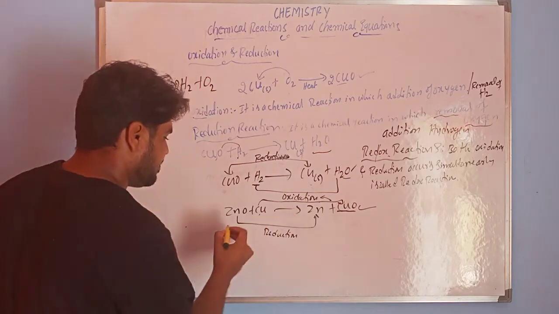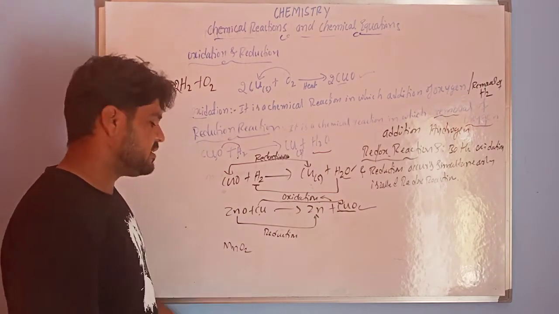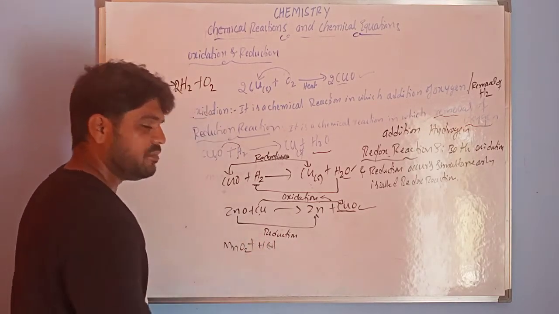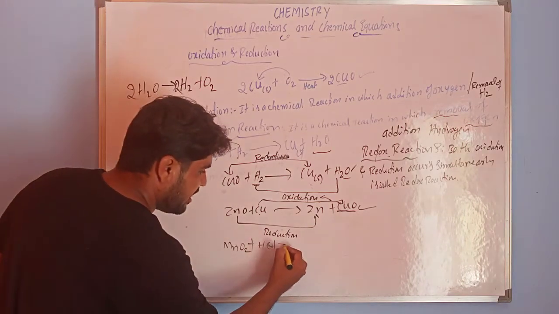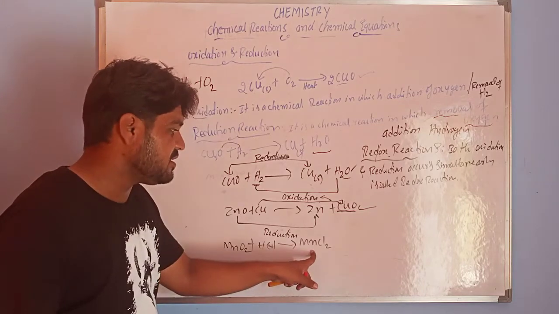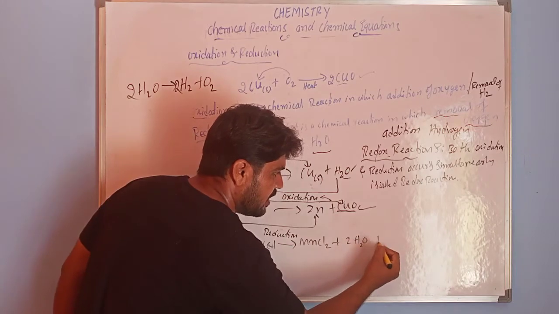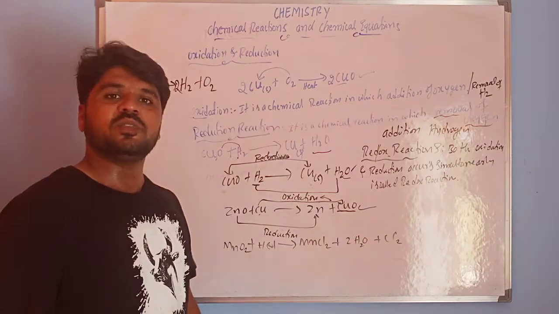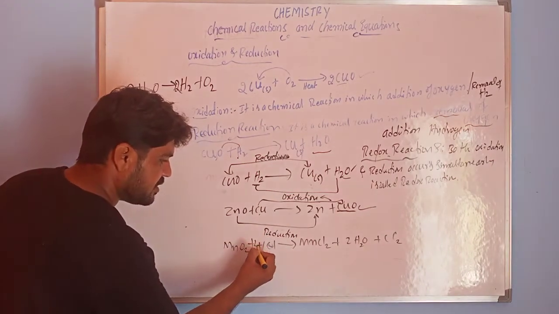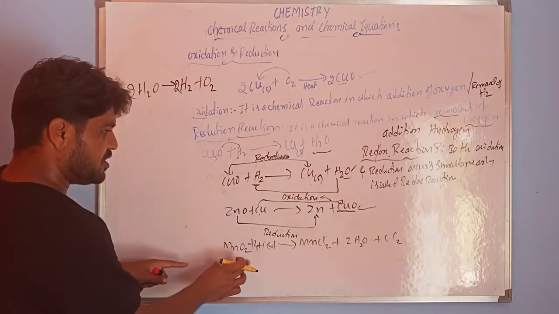Okay? One more example. MnO2, manganese oxide, reacts with HCl, hydrochloric acid, which gives MnCl2, manganese chloride, and water and chlorine gas. For balancing purposes I am going to take the coefficients like this: here 4, here 2.